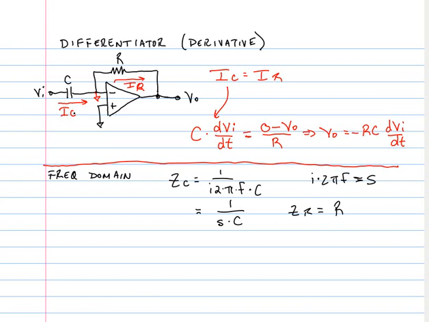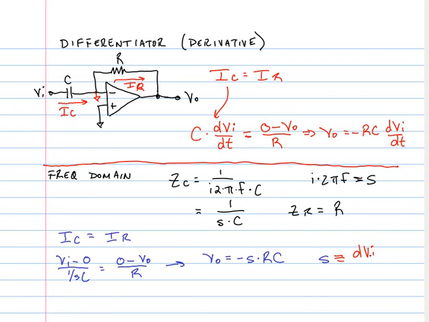Doing the analysis in a similar fashion, we will set IC equal to IR. So we can say VI minus 0 divided by 1 divided by SC is equal to 0 minus VO divided by R. Rearranging this, we can say that VO is equal to minus S times R times C. Interestingly, in the frequency domain, S is equivalent to a derivative in the time domain.